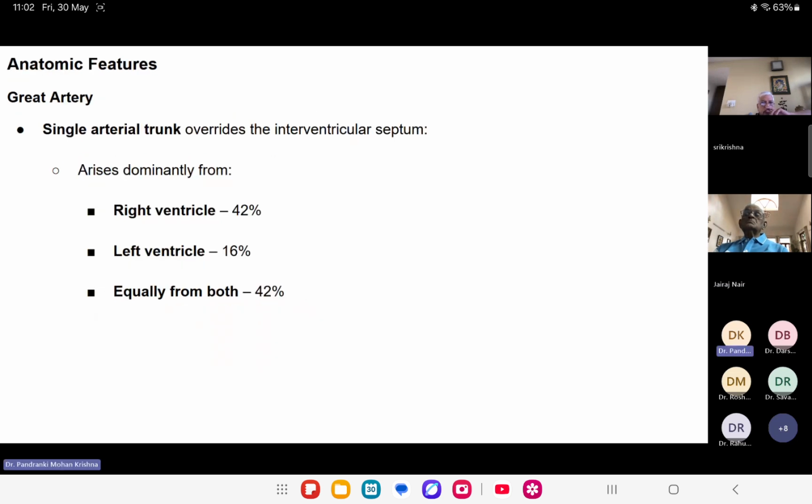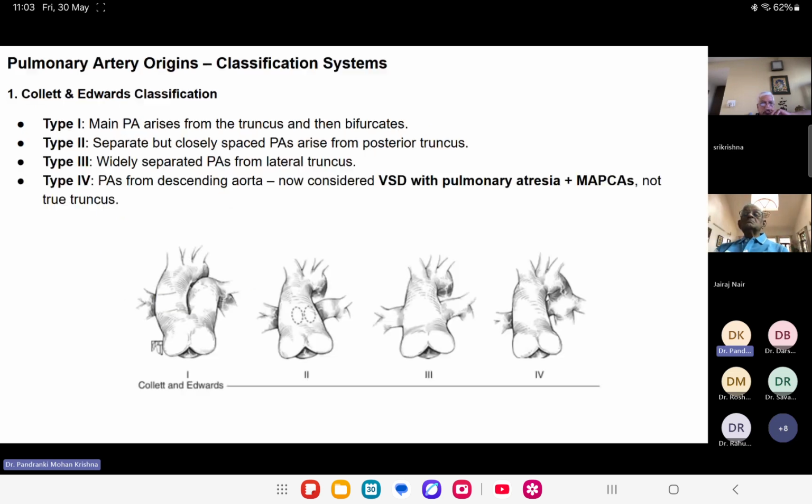And in the echo, we have to note the findings of the thymus, whether it is present or absent. And anatomic features: the great artery is a single arterial trunk, everyone knows, but it's mostly from the right side, that is 42% towards the right side, and towards the left side it is 16%, and equally shared in 42%. So either it should be in between or towards the right mostly.